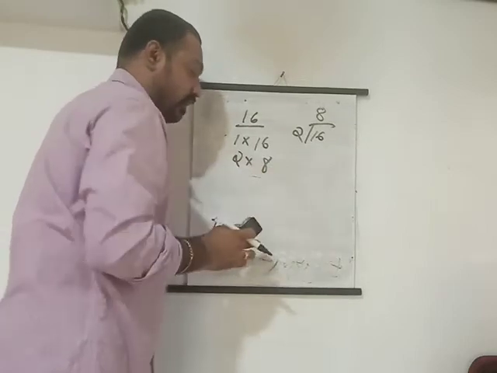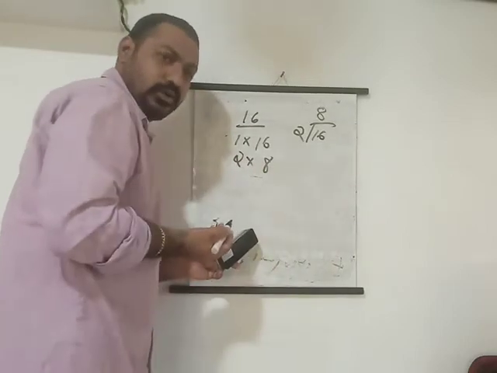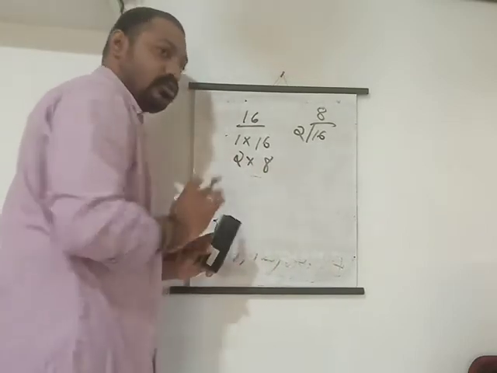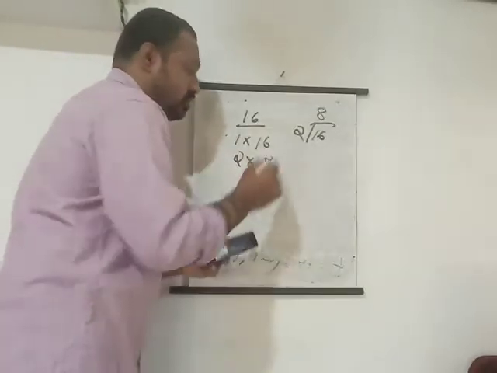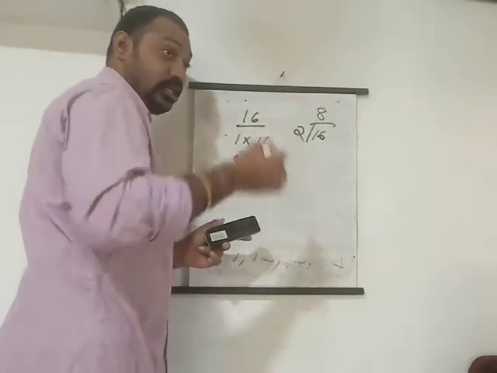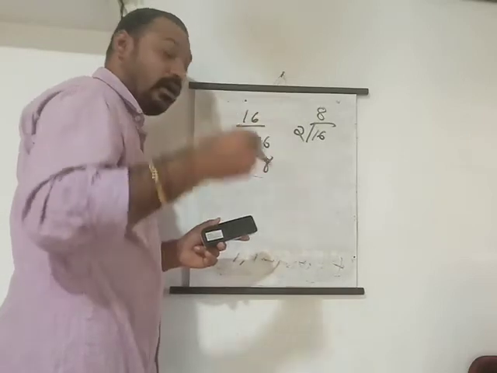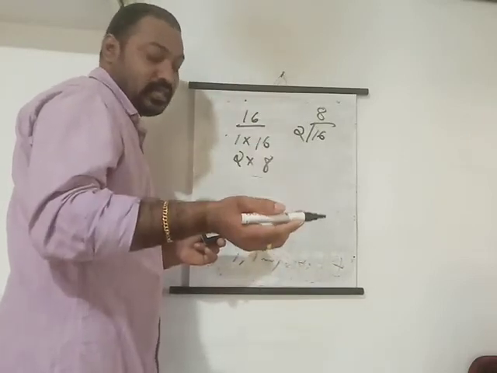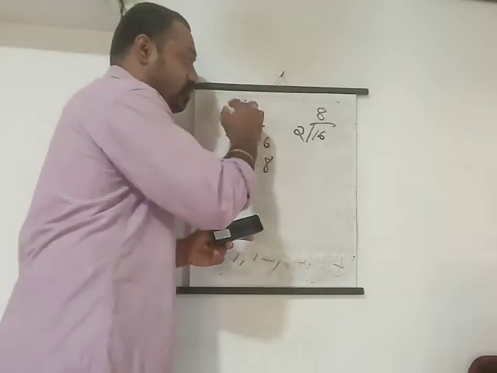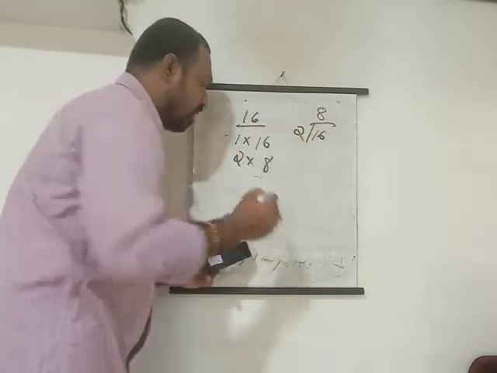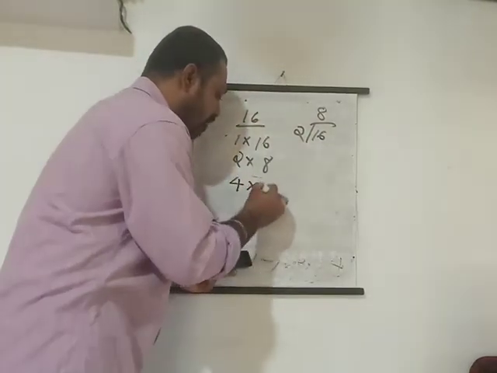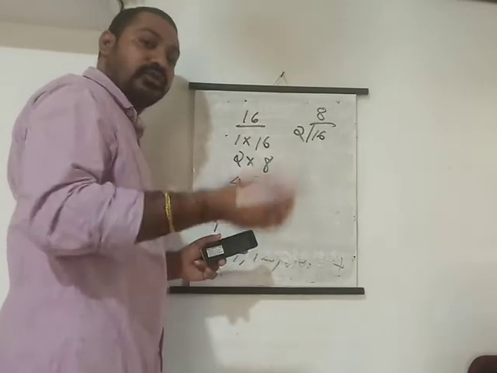2 8s are 16. Now 3 is not there, isn't it? 3's table, 16 is not coming. So just leave 3. 1 3 is 3, 2 3s are 6, 3 3s are 9, 3 4s are 12, 3 5s are 15, 3 6s are 18. So 16 is not coming. Just take 4. 4 4s are 16, isn't it?